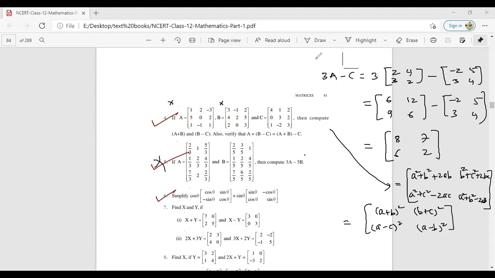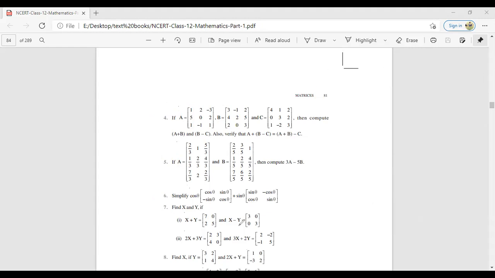Okay. And sometimes we have questions where we have to solve equations, like question number 7, first part. Here you have 2 equations you have to solve, but in matrices. So we don't have time now. We will do these types of questions tomorrow. Okay.